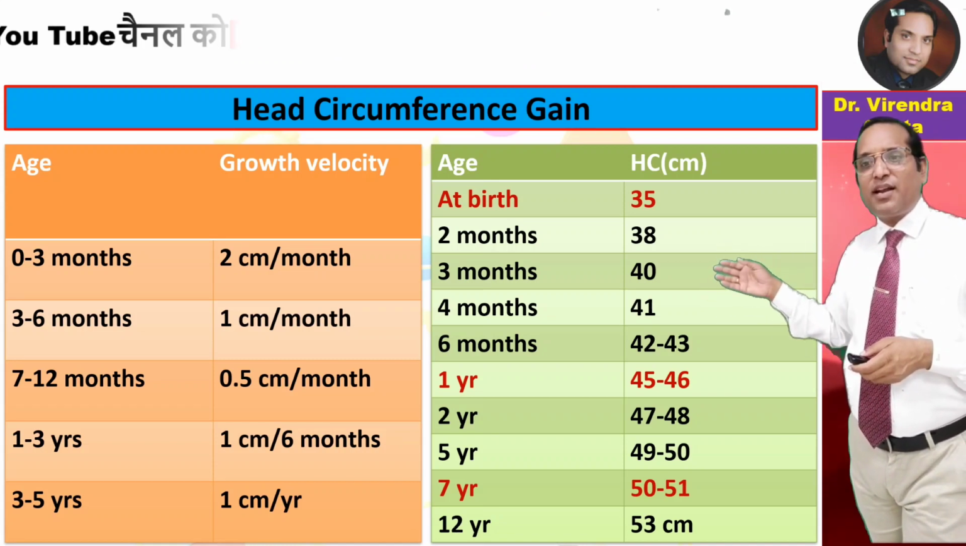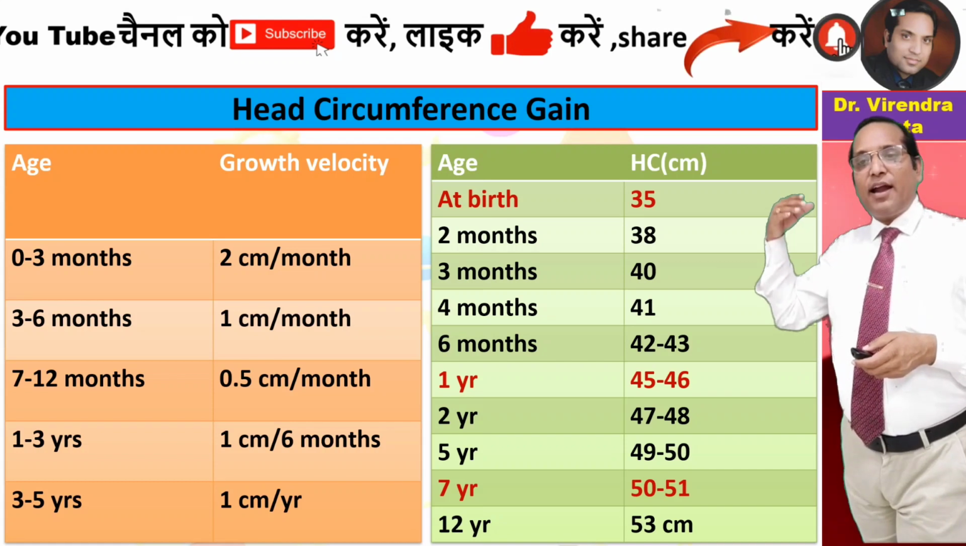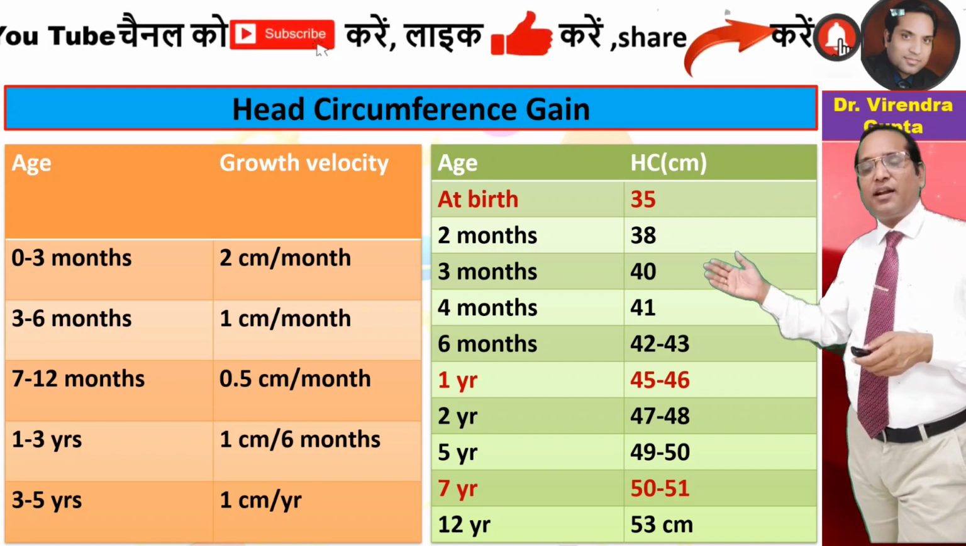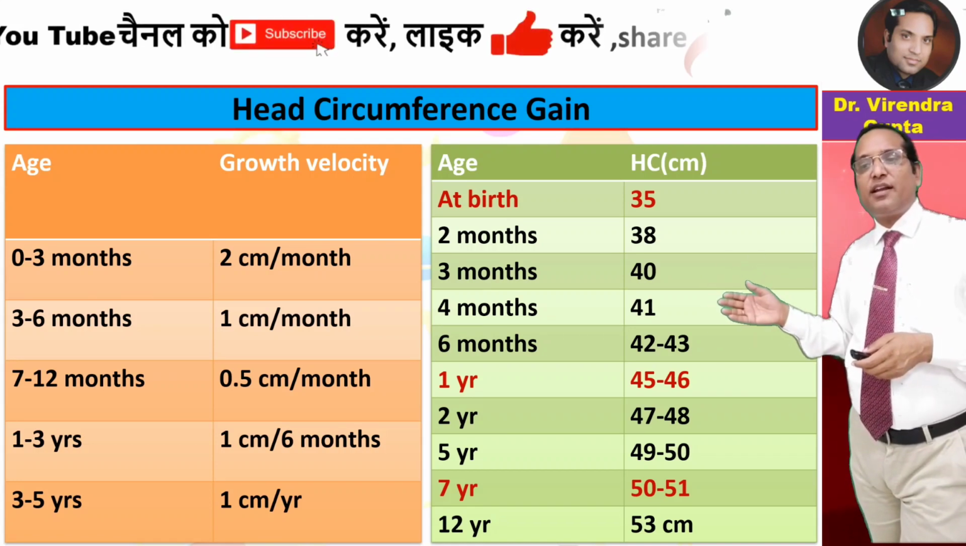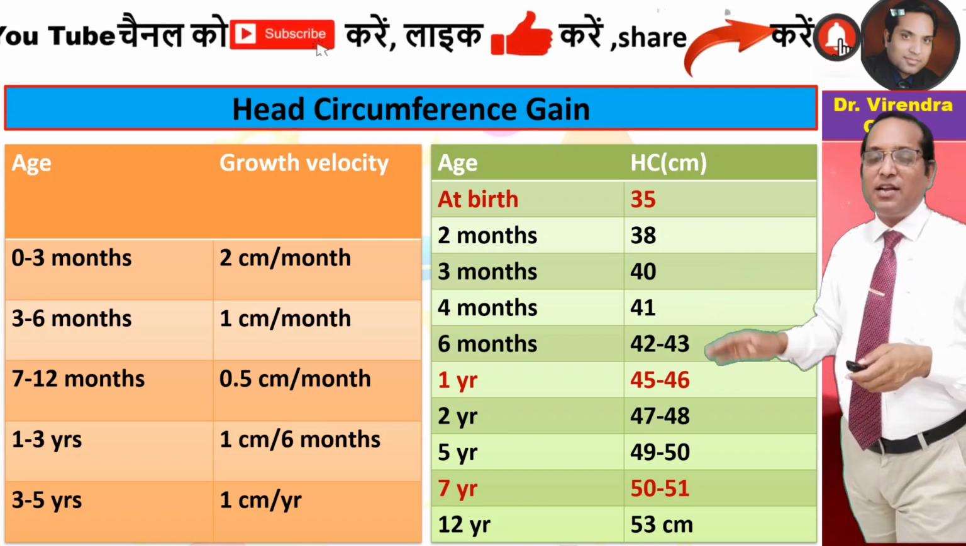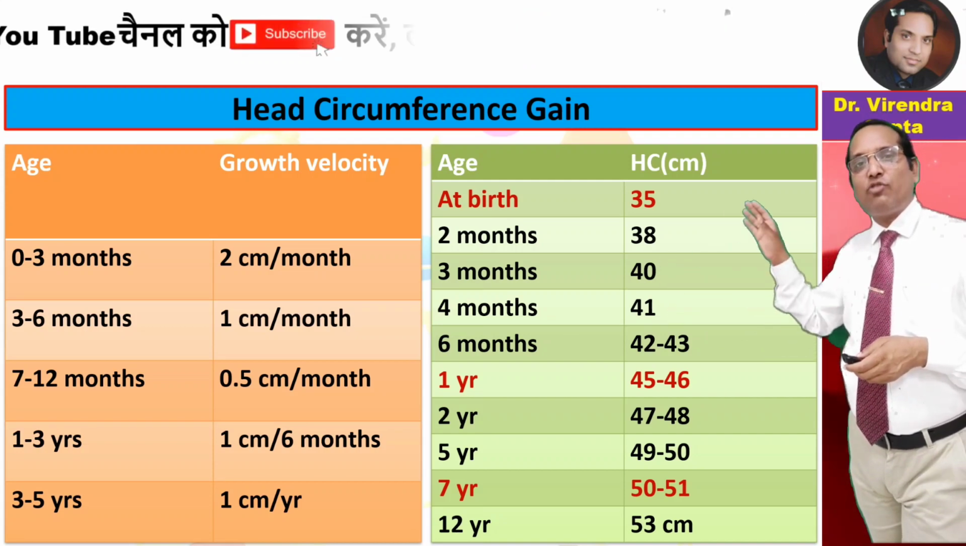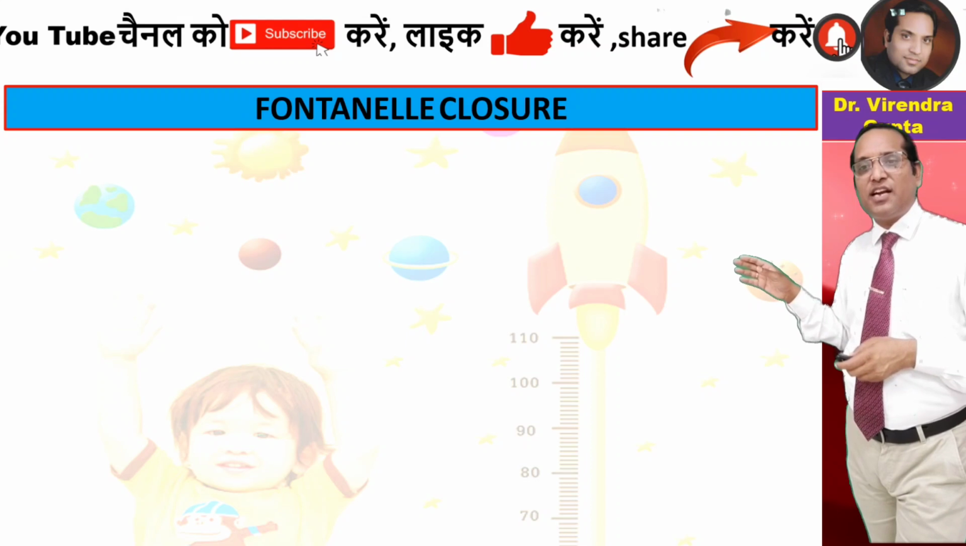So guys, at birth it is around 35 centimeter, which may be around 45 to 46 centimeter at the age of 1 year, and at the age of 7 years it is 50 to 51 centimeter, which is very high, and which may increase very slowly up to 12 years of age, when it is around 53 centimeter.